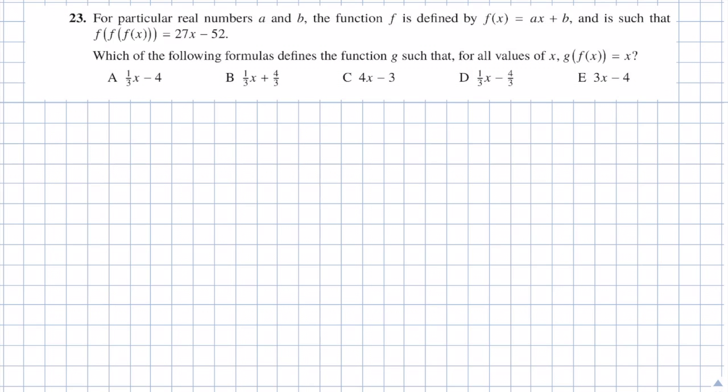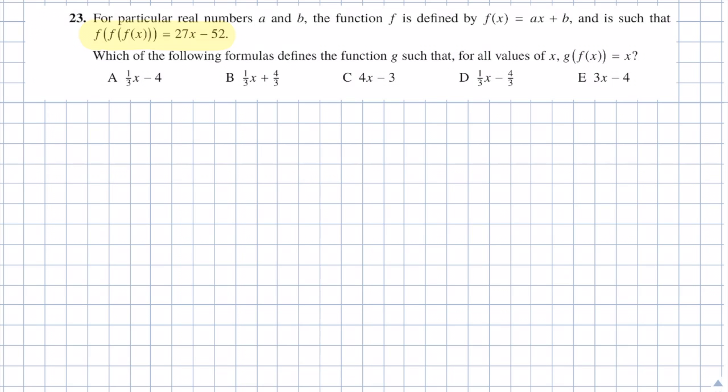Question 23. For particular real numbers a and b, the function f is defined by f of x equals ax plus b and is such that we get this result here. Which of the following formulas defines the function g such that for all values of x, g of f of x is equal to x? We've got answers: A is 1/3 of x minus 4, B is 1/3 of x plus 4/3, C is 4x minus 3, D is 1/3 of x minus 4/3, and E is 3x minus 4.